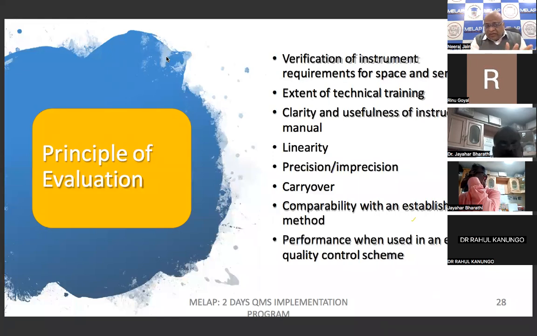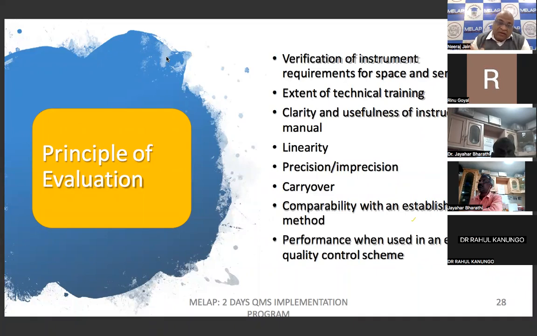Whether you have sufficient space to keep that machine or not, whether you want to order a floor model or desktop model, how much technical training is required, whether your people will be able to understand all those things or not. Clarity and usefulness of instruction manual, linearity. What is the linearity? What is the maximum value you can report without dilution? And the maximum value you are reporting in your lab, even with dilution, is called reportable interval.